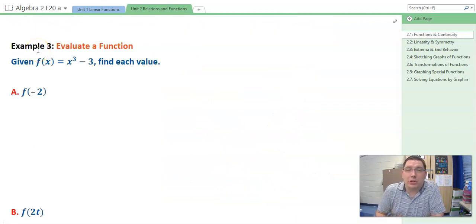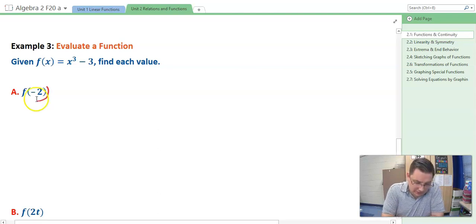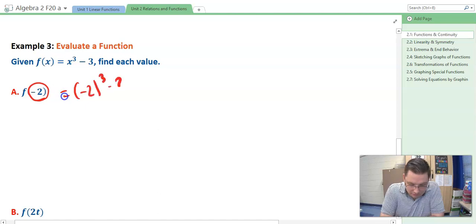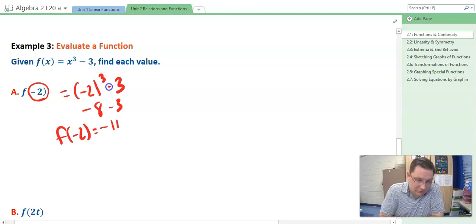In example 3, we're going to look at how to evaluate a function. Remember that f of x is equal to x cubed minus 3 here, and we're going to find the value. Remember that in function notation, the number inside the parentheses means we're plugging that in everywhere we see the variable. In this case, we plug in -2 everywhere I see x. That gives me (-2) to the third minus 3. (-2) to the third is -8, and minus 3 gives me -11. So f of -2 is equal to -11.